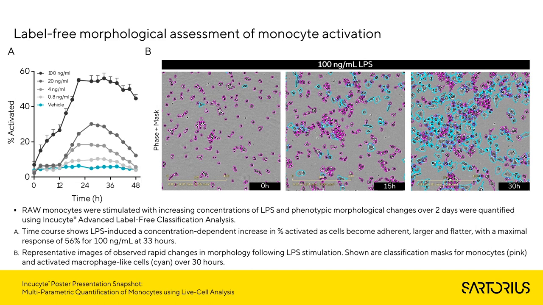Macrophage differentiation was monitored and quantified using the Incucyte Advanced Label-Free classification analysis. And you can see the images here that show classification masks for the monocytes in pink and for the macrophages in blue on day 0 and day 7 respectively. If we look at the time courses on the right here, these show that rituximab and Truxima induce ADCP in a concentration-dependent manner, with similar kinetic profiles being observed over the 4-hour time period.